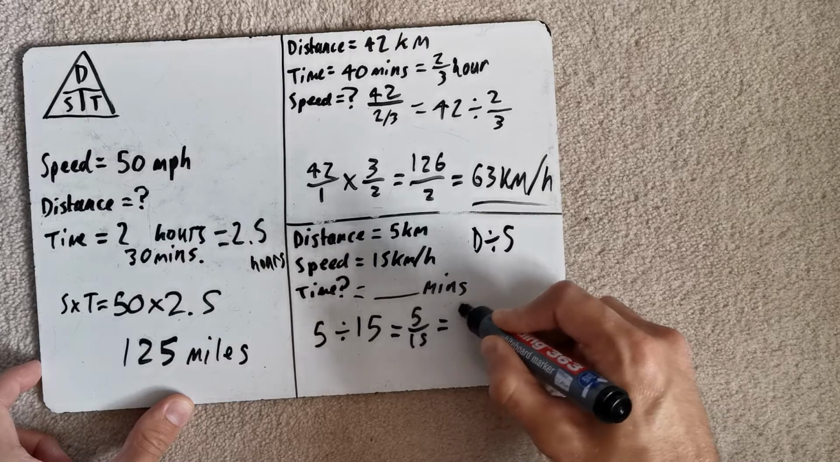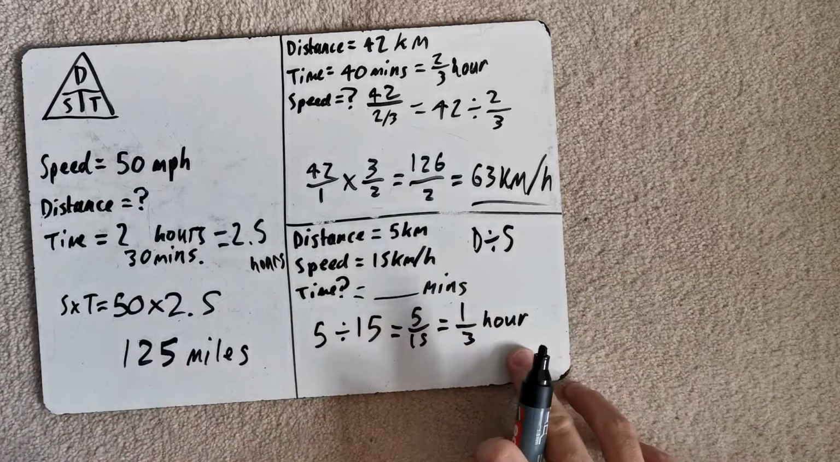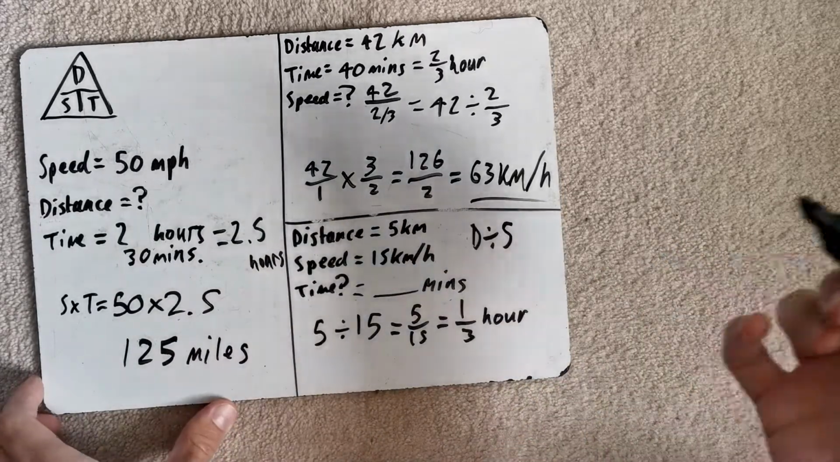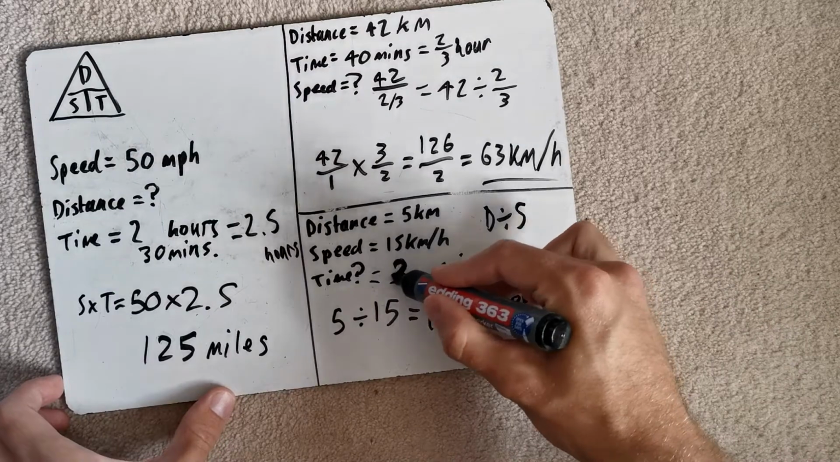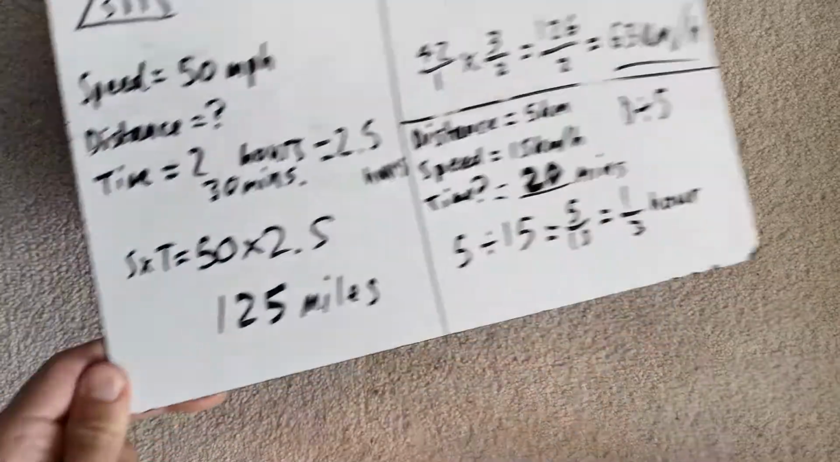5 divided by 15 comes out as 1/3 of an hour. That's in hours. We want it in minutes. What's 1/3 of an hour in minutes? You should know that. 60 divided by 3. That gives us 20 minutes. Okay. Right, over to you.